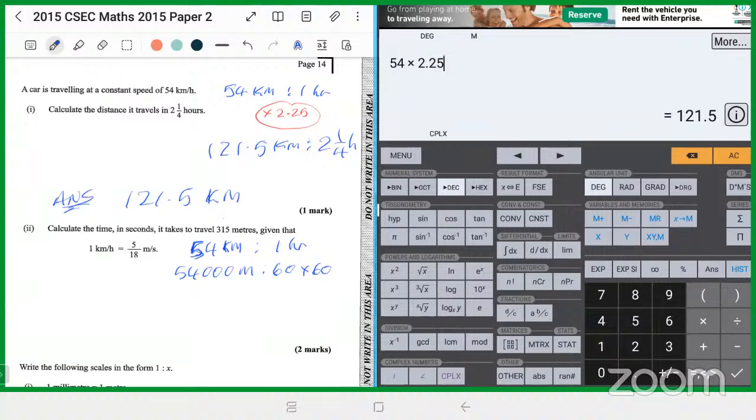This is 60 seconds. This is the amount of seconds in 1 hour. So I brought the ratio down to that. And I want this side of it to become 315. I can get it to become 315 by first dividing it by this amount and then multiplying it back by 315. Like this.